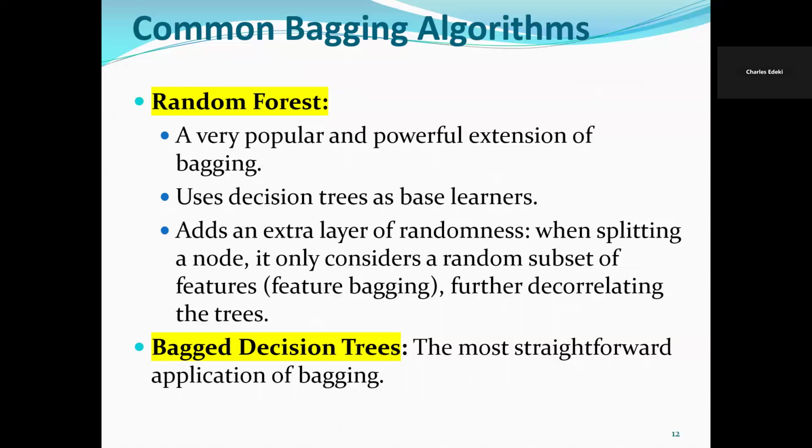Now, random forest is decision trees. This time we build as many decision trees as we want using the same concept as bagging, or bootstrap sampling. So using decision trees as base learners, the random forest has an extra layer of randomness when splitting the node, and it will consider a random subset of features, like feature bagging, further decorrelating the trees.